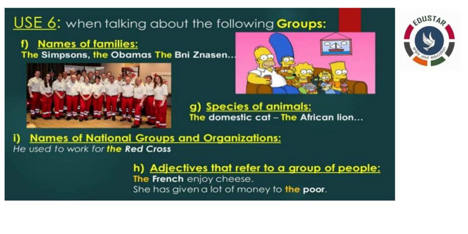For example, names of families, species of animals, names of national groups and organizations like the Red Cross, the Blue Cross, adjectives that refer to a group of people. For example, the French enjoy cheese. She has given a lot of money to the poor. Here the French, the poor refers to a group of people, not the individual.